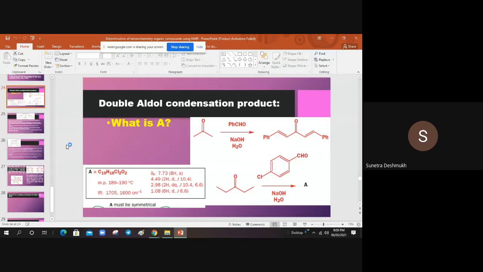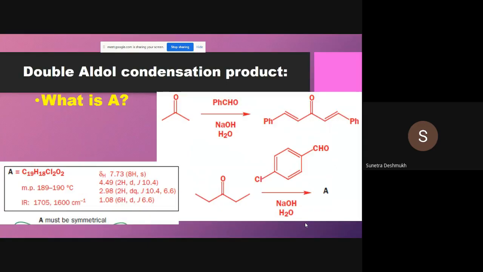Okay, now we will see the next example for structure determination by stereochemistry, differential stereochemistry with the help of NMR spectroscopy. So we will see now the double aldol condensation reaction. Here is the ketone we have taken, and we will react it with the aldehyde in the presence of strong alkali. It will give this type of product.